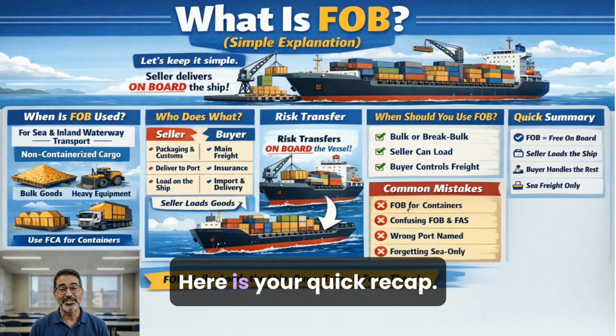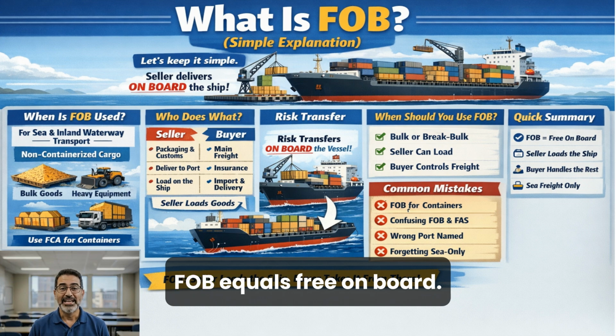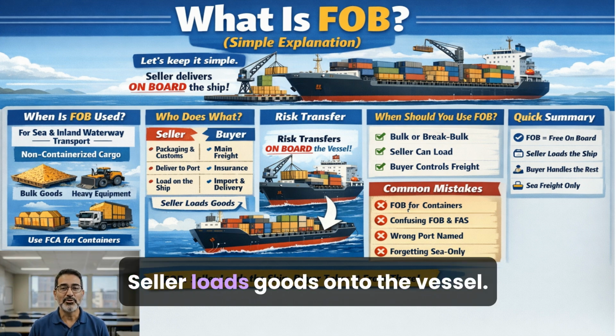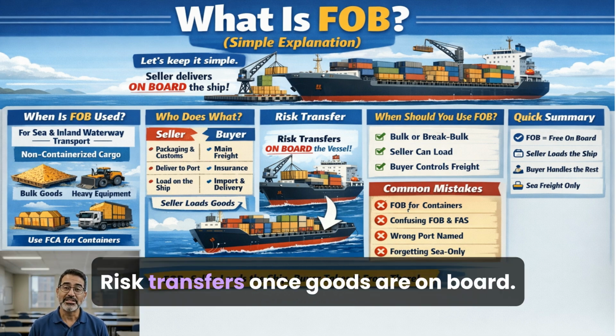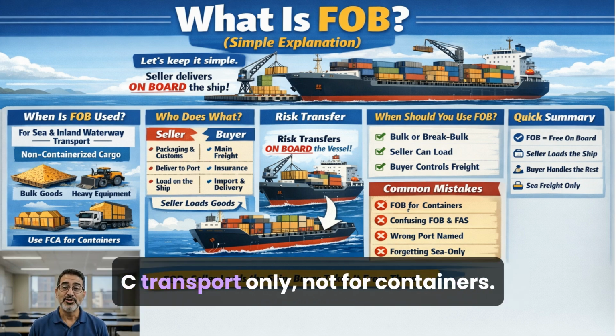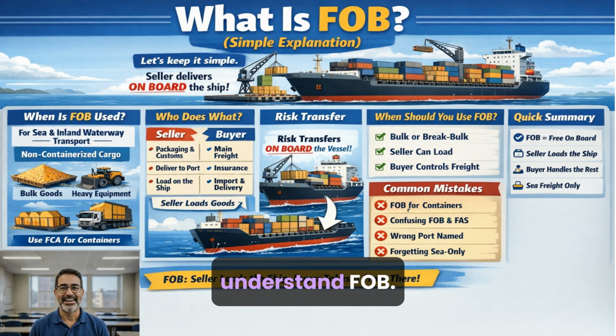Quick summary. Here is your quick recap. FOB equals free on board. Seller loads goods onto the vessel. Buyer handles sea freight and everything after. Risk transfers once goods are on board. Sea transport only. Not for containers. If you remember these points, you understand FOB.